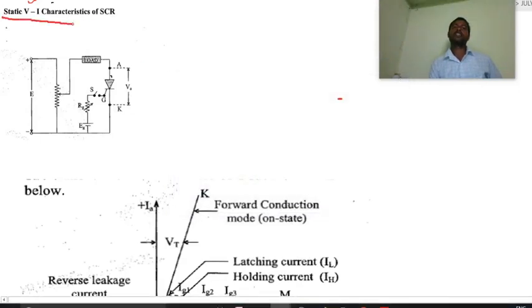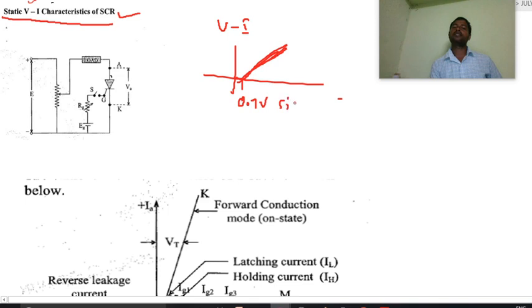So, static VI characteristics of SCR. The VI characteristics of SCR are similar to the VI characteristics of a diode. The VI characteristics of a diode will be like this. This is a diode VI characteristic, with a cut-in voltage of 0.7 volts for silicon and 0.3 volts for germanium.